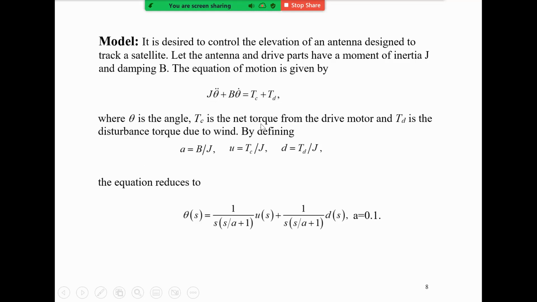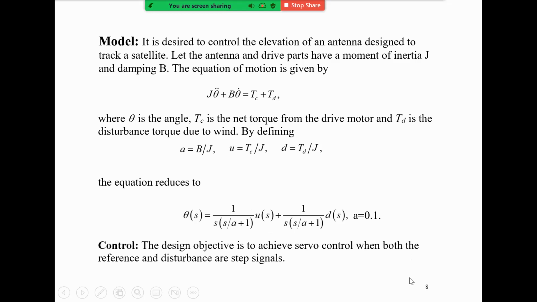Then let's say we do some change of the parameters to simplify the model, and finally we may just have a very simple model like this. It describes a second order system, right? A is some parameter. In this case, A equals 0.1, and of course the system is not stable. We want to stabilize it, and then we want theta, the position, to track a desired output.